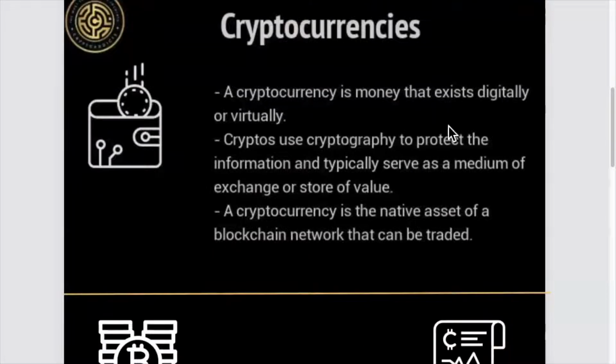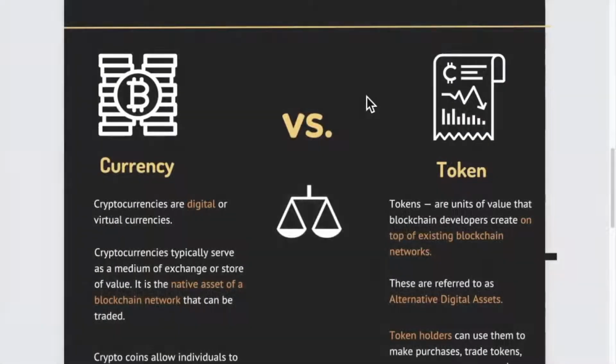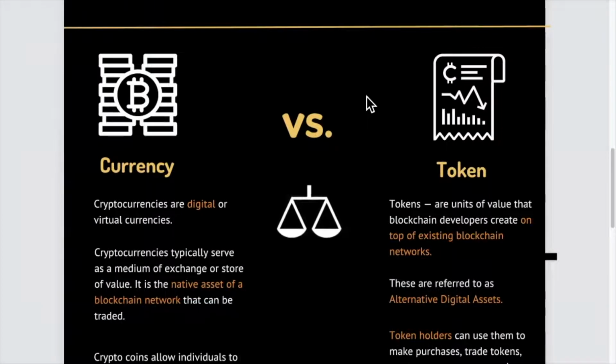They use cryptography to protect the information. And a cryptocurrency is the native asset of a blockchain network that can be traded. And so we've talked about what the native asset of a network and what the currency of that network is. We've talked about those different components. In the intro to Bitcoin video, we described the difference between a network and the currency that's the native asset of that network, because that's the key difference between a cryptocurrency and a crypto token.